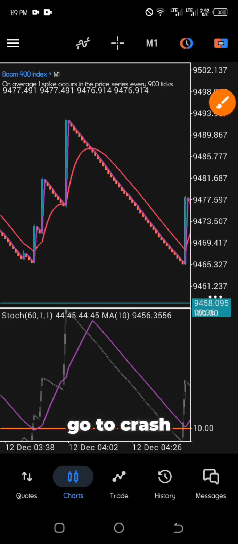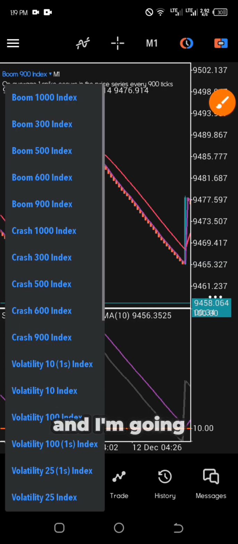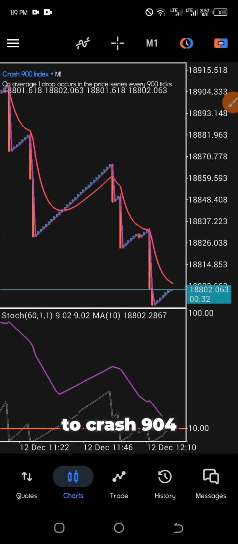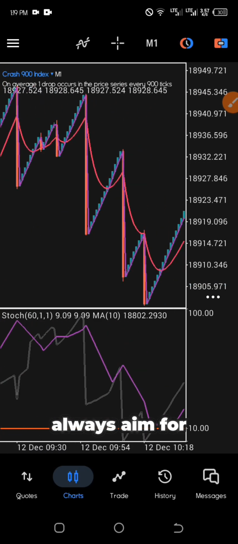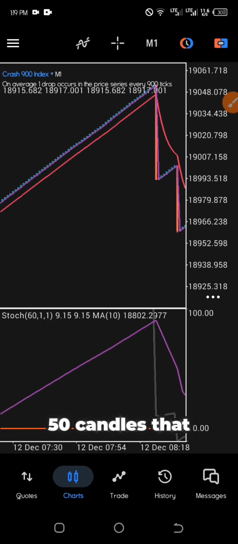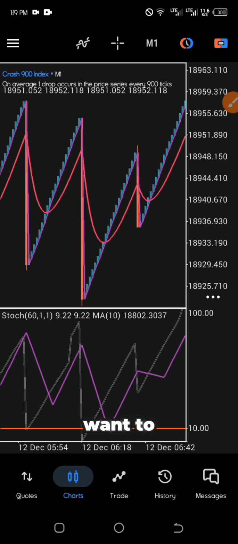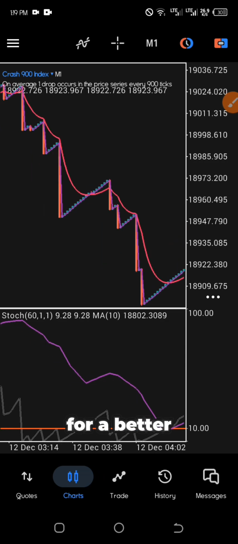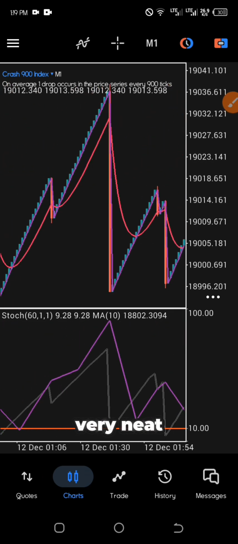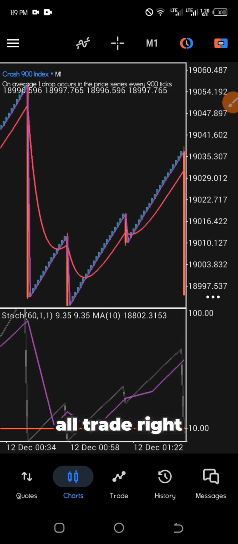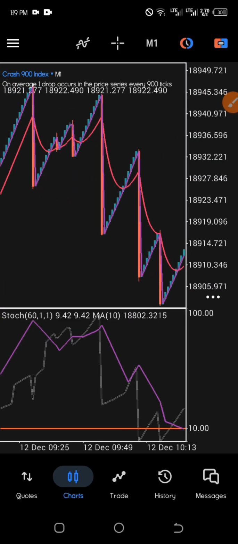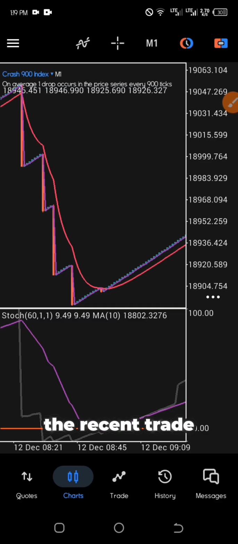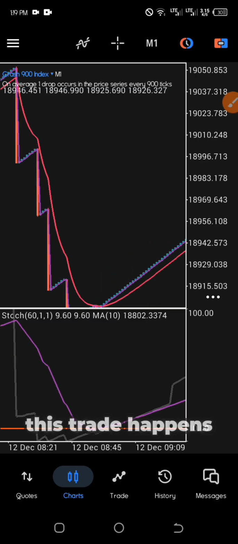Now let me go to crash to show you guys another example, and I'm going to jump straight to Crash 900, for example. If you're taking a trade with this strategy, always aim for 20, 30, 50 candles. That is what you always want to aim for. I'm looking for a better trade right here that is very neat. This is a trade right here, but I'm looking for a clean trade to happen here on Crash indices. This is a recent trade from the price. So let me show you guys how this trade happens.